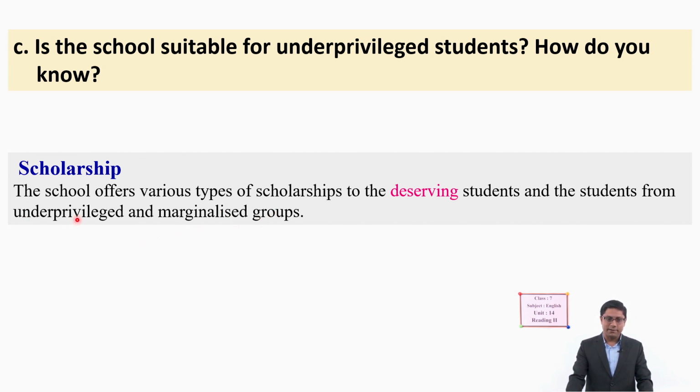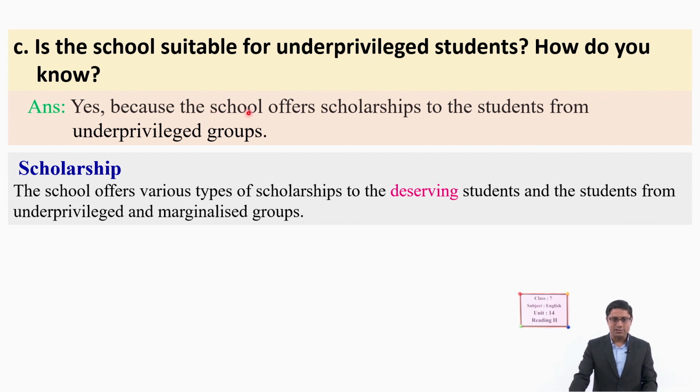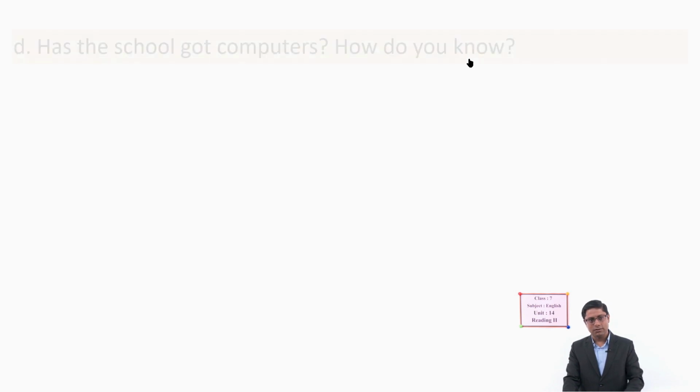So, underprivileged groups are getting scholarships. So, what do you write there then? You can say yes, because the school offers scholarships to the students from underprivileged groups. That is why the school is suitable for underprivileged students. Okay, now let us do the next.